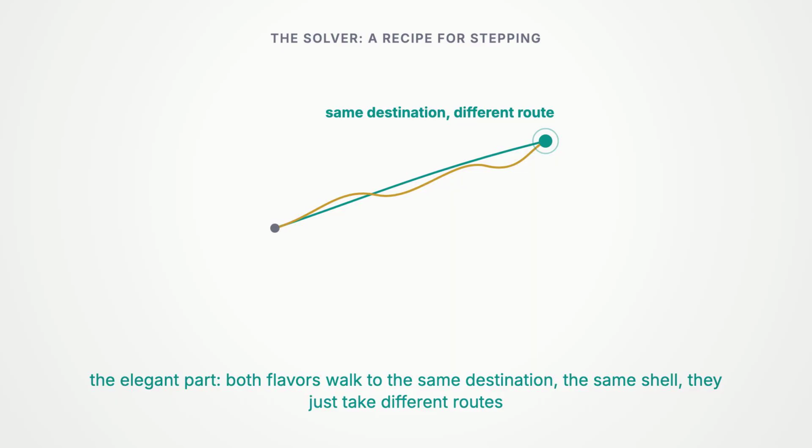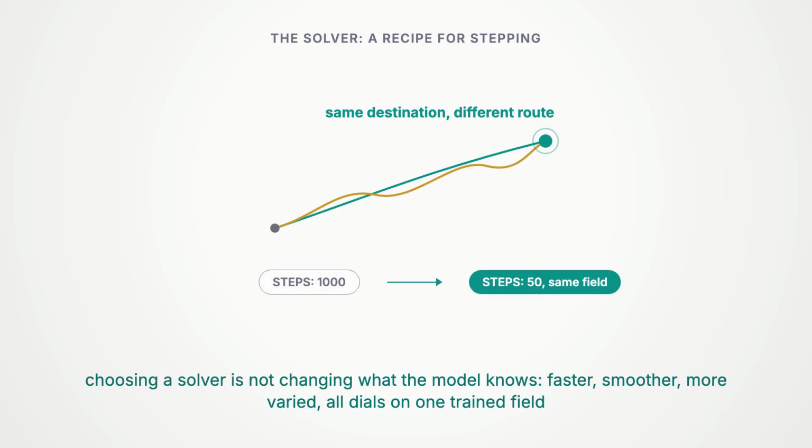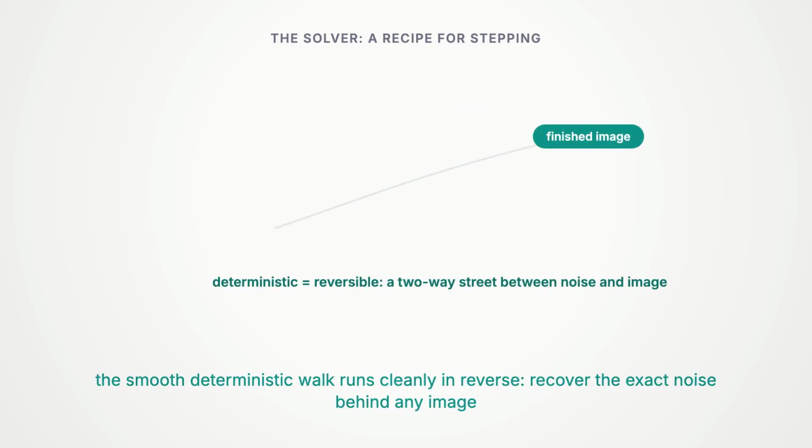Faster, smoother, more varied, all dials on the same trained field. And the smooth, deterministic walk hands you a bonus that turns out to matter enormously later. Because there is no randomness in it, the path runs cleanly in reverse. Take a finished image, and you can walk that deterministic route backwards to recover the exact patch of noise that would produce it. The noise-to-image map becomes a two-way street, an invertible one.